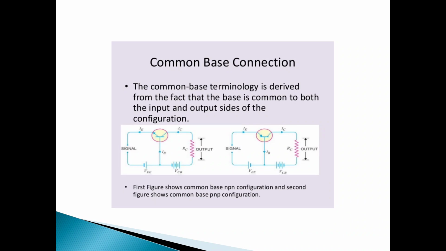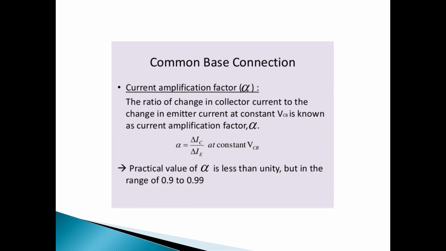Now this is the transistor configuration for common base, in which we can see that the base terminal is made common to both the input and output side. So in this case, when base is made common, the input current is IE, the input voltage is VEB, while the output current is the collector current IC and the output voltage is VCB. It is shown for both the PNP and NPN configuration, where the emitter junction is forward biased and the collector junction is reverse biased.